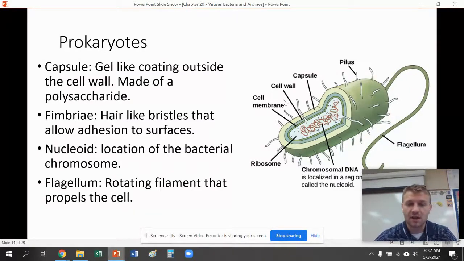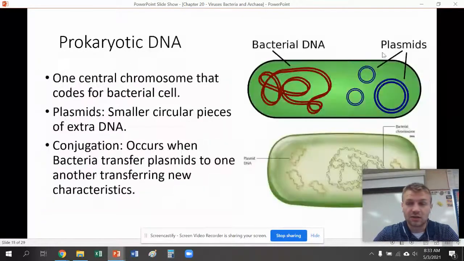The fimbriae, these are just hair-like appendages that jut out from the bacterial cell that will help attach it to different things. Nucleoid, this is just the region where the chromosome's found. You can see it's circular here. It's just the region where that chromosome is going to be found. And the flagellum, this is a rotating filament that will help propel the bacterial cell into a new location. It's used for movement.